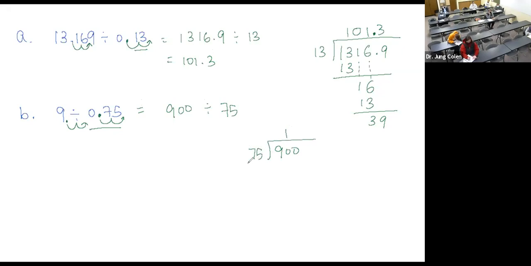So we know that 75 goes into 90. 75 times 1 is 75. If you subtract, you get 15, the remainder, and drop down 0. How many 75s go into 150? 2. So 150, and the remainder is 0. Where is the decimal point? After 900. So that's what we need here. So the answer is just 12. Everybody's good? Yay. Done.